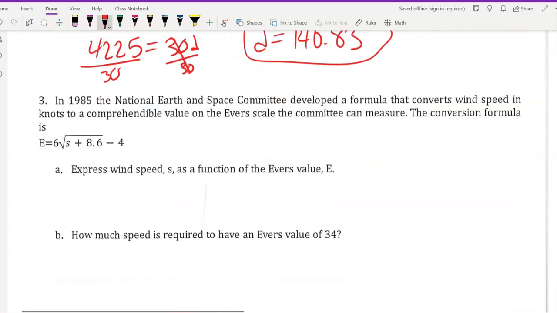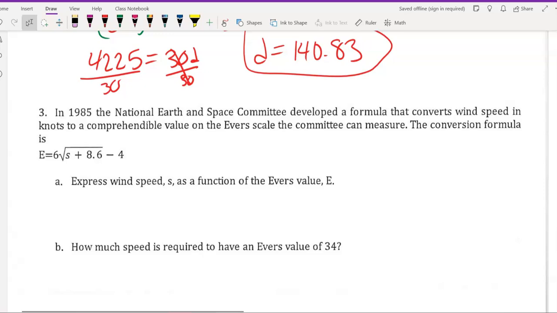All right, last one. Number 3. In 1985, the National Earth and Space Committee developed a formula that converts wind speed in knots to a comprehensible value on the Evers scale the committee can measure. The conversion formula is given. Express wind speed s as a function of the Evers value. Okay, so this is just a fancy way of saying solve for s. All right, so we're going to take that formula and solve for s.